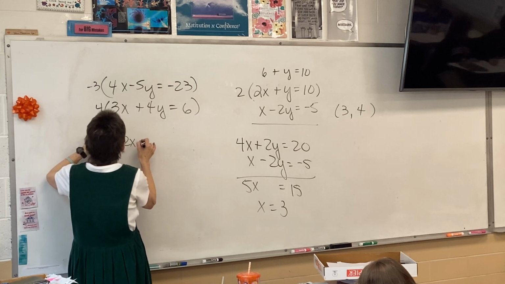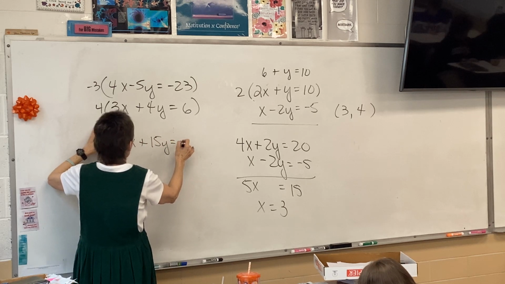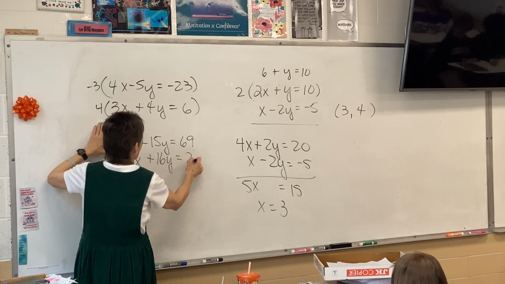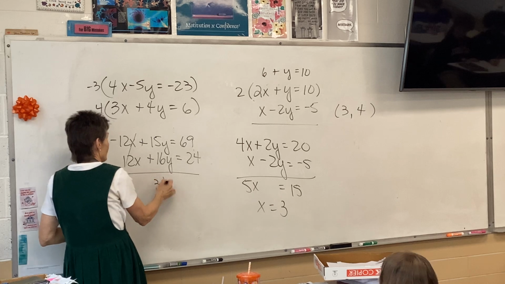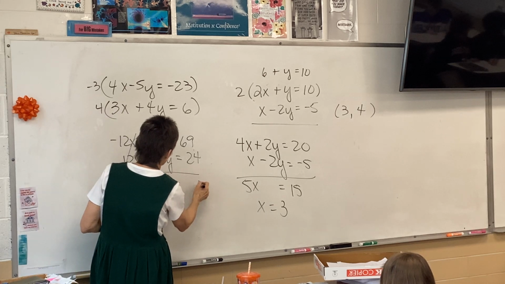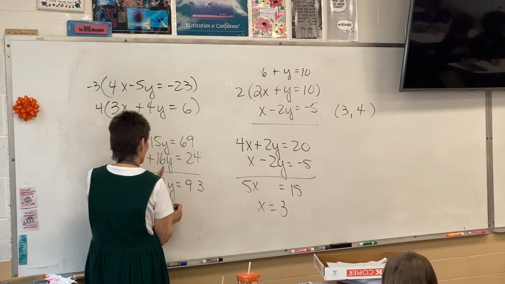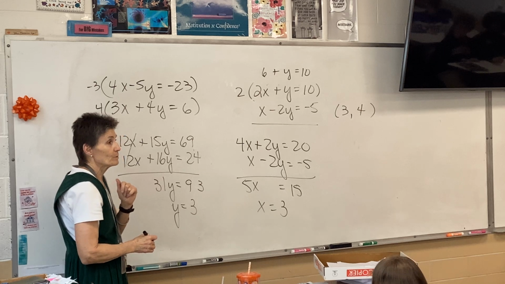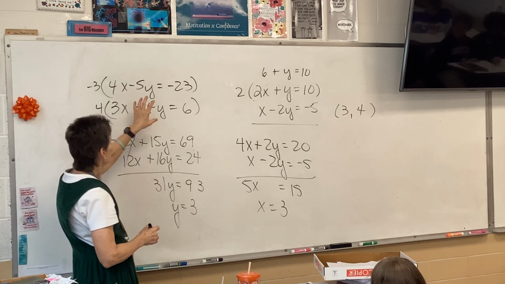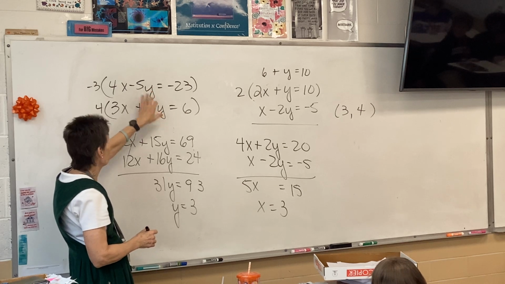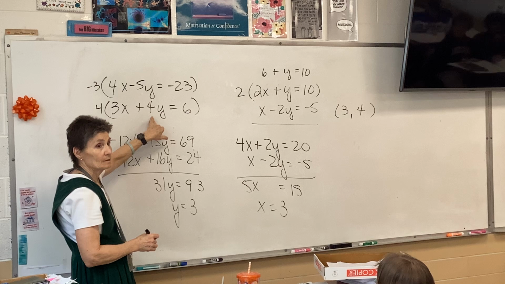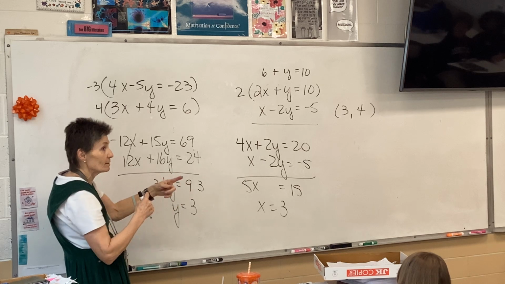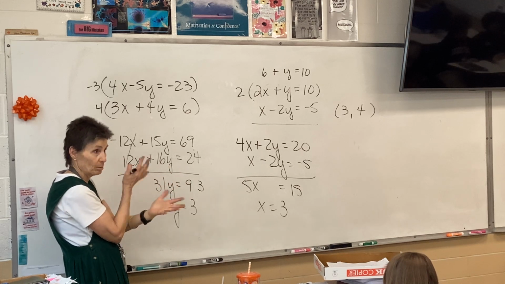So negative 12x, 15y, positive 69. X equals 2. So 31y equals. Okay, I did x, I got y equals 3. I multiplied the top one by 4 and the bottom one by 5, and he got rid of the y's. I did the x's. No way is better than the other. We both now have to go and plug in.